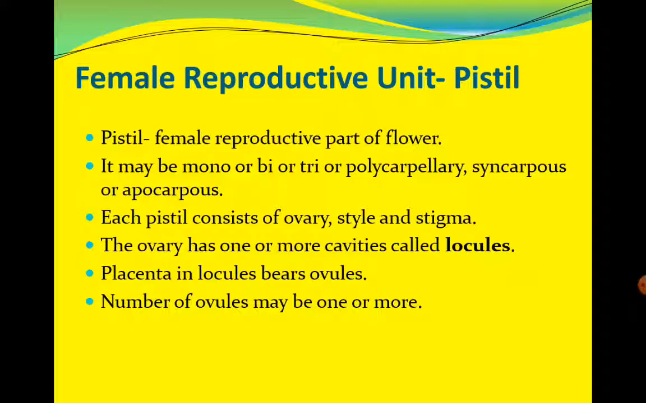Inside the ovary there are ovarian cavities, and each ovarian cavity is considered a locule. Placenta in locules bears the ovules. Placenta is basically a cushion from where ovules arise. The number of ovules in an ovary can be one or more than one.